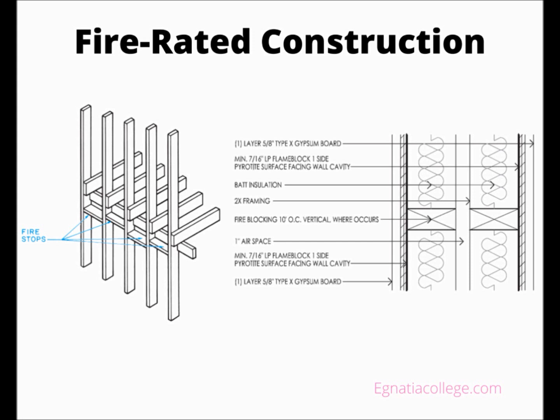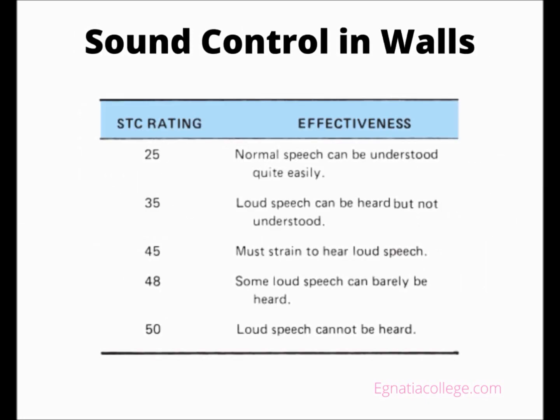Openings are usually avoided in fire-rated walls. Where it is necessary to include a door, it is made of fire-resistant material. The fire rating of the door must comply with the building code. Doors in fire walls are equipped with a self-closing mechanism. Sound control in walls.